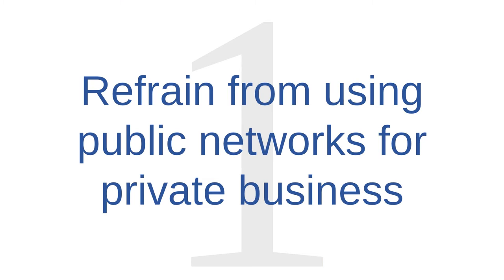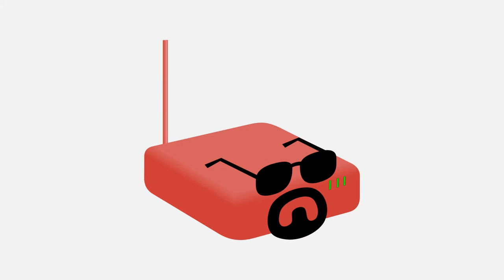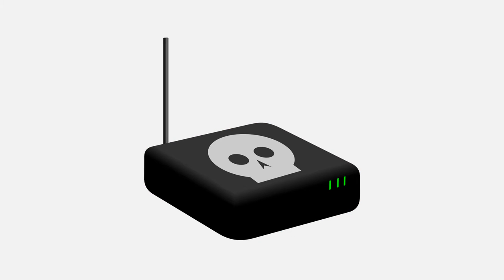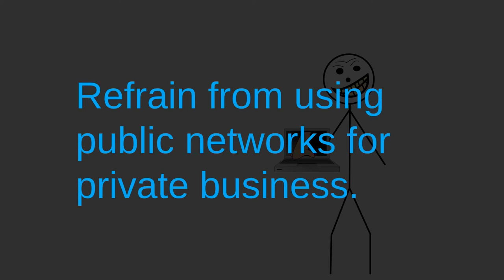Wireless security tip number one is to refrain from using public networks for private business. It can be difficult to tell whether a public Wi-Fi connection is legitimate. Sometimes users think they're connecting to a legitimate network, but they're really connecting to an evil twin router or a rogue router, either of which could allow a cybercriminal to sniff one's internet traffic. The simplest, most effective solution to this problem is to refrain from using public networks for private business.